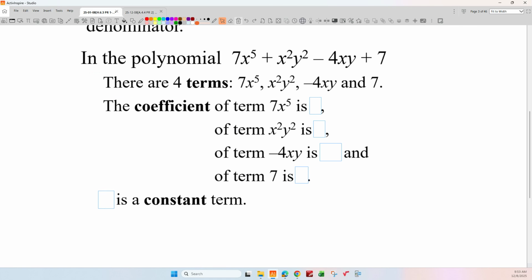The coefficient of the first term is what? Coefficient of the second term is? Coefficient of the third term is? And of 7? Just be 7, yeah. Which is the constant term? 7. Okay.